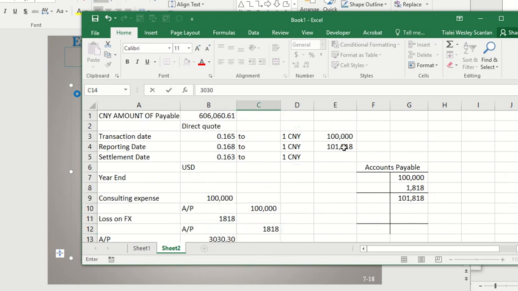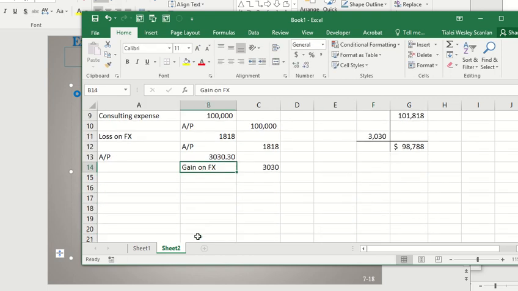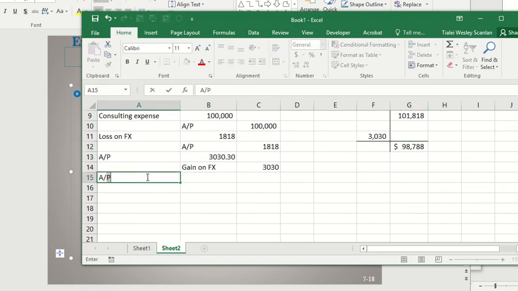And we can see that in the total amount. So we can see this in the total because it goes down to 98,788, sorry. And we can adjust our T account, right? So we need to debit our accounts payable and credit a gain there, right? We're going to settle at this amount, right? Our accounts payable will go down.